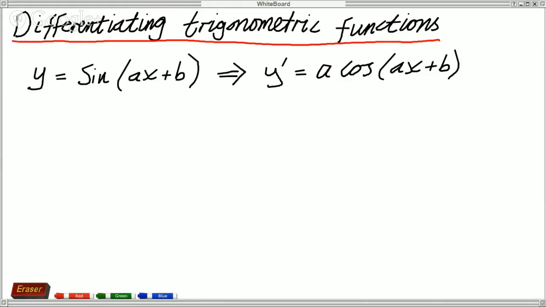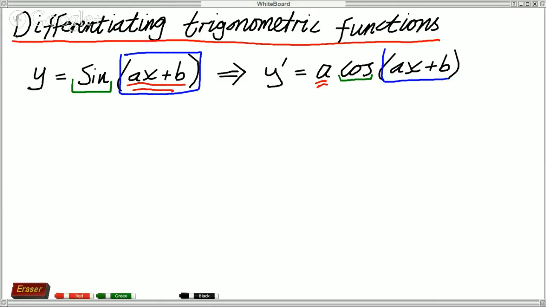So I'll take you through what happened. The number out the front here, a, is the derivative of that linear function in there, and this does extend beyond linear functions. So the derivative of that is out the front. The next thing to remember is that sine will turn into cos. That is the change of the trigonometric function. So it used to be sine, now it is a cos. So sine will change into cos if we differentiate. And this linear function here, that just stays there.